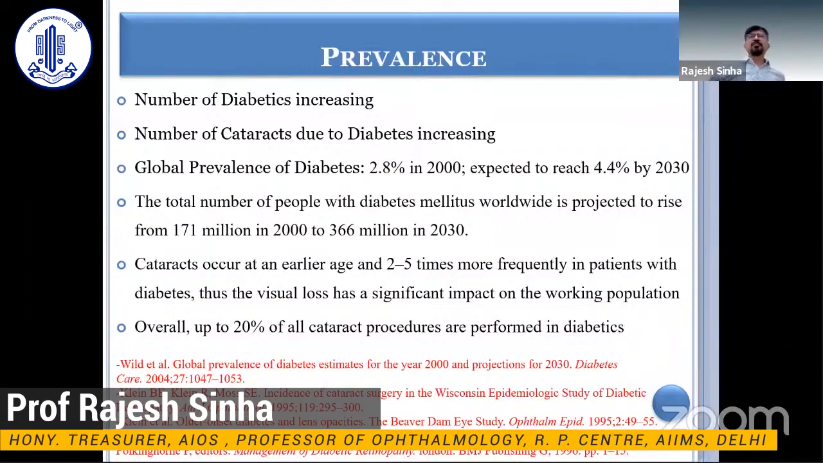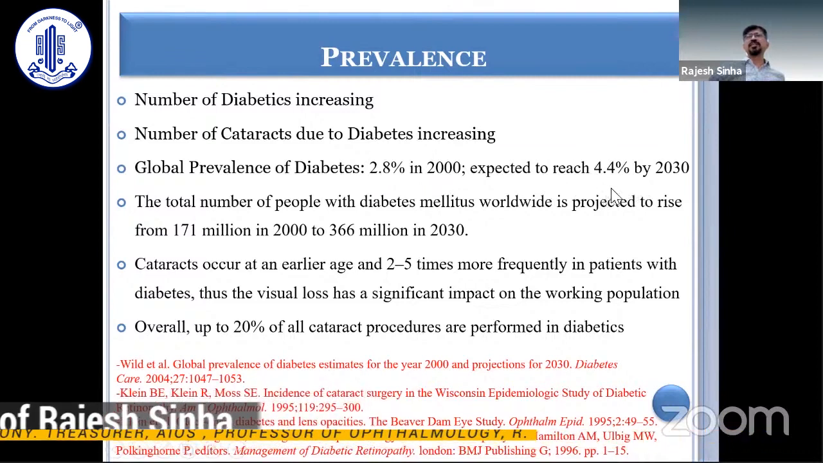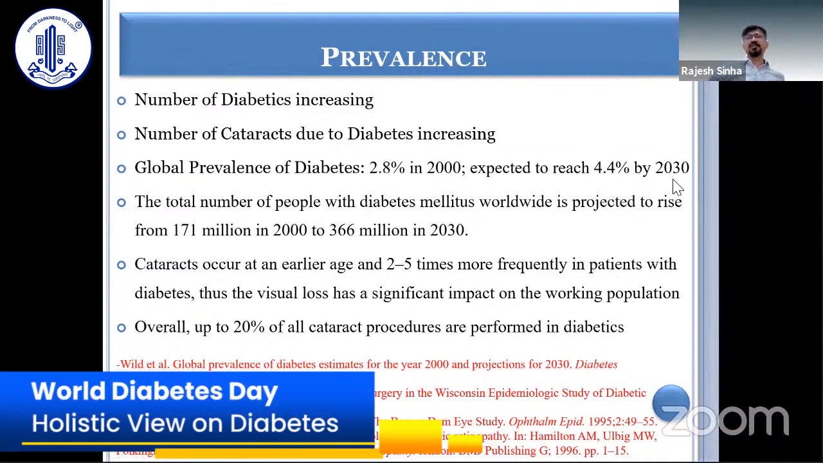The global prevalence of diabetes was 2.8% in 2000, which is expected to reach 4.4% by 2030, which is almost double. The total number of people with diabetes worldwide was over 171 million in 2000, and it is expected to be 366 million in 2030, which is a huge number. And cataract also occurs at an earlier age, and that is why it is of great significance.